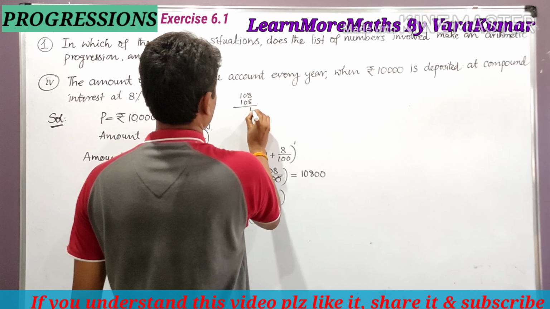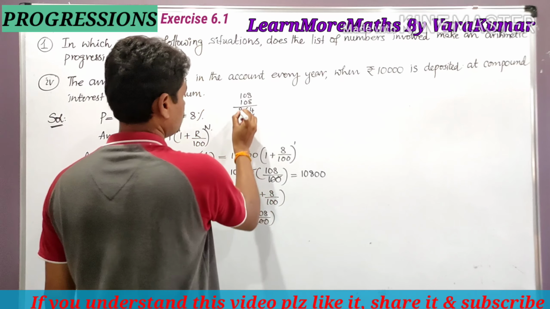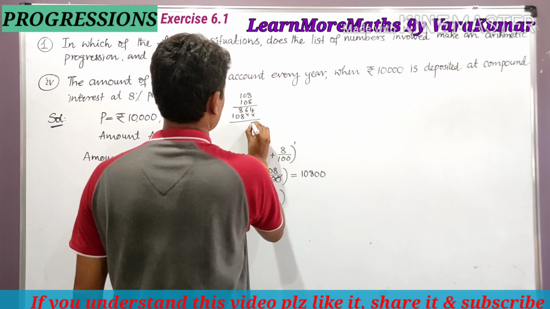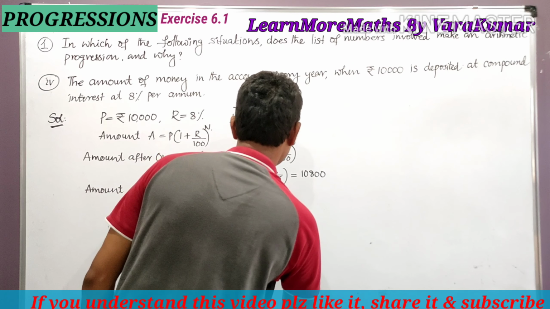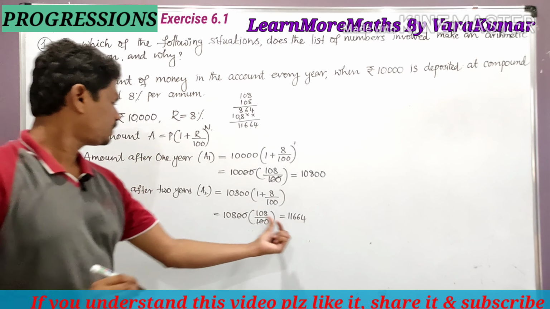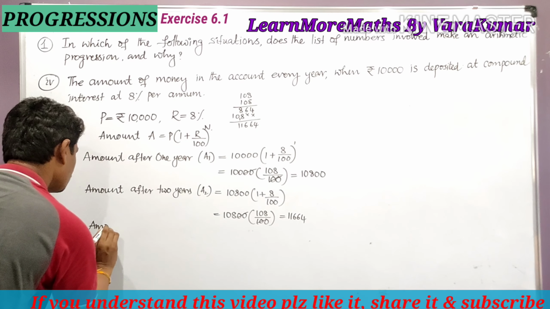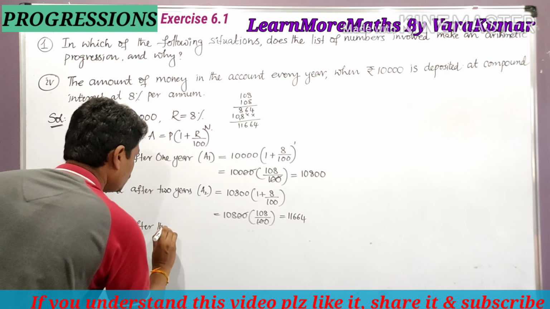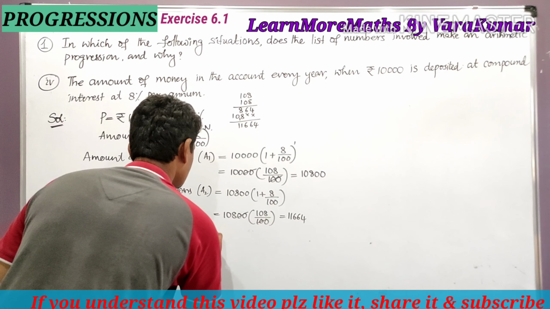8 8s are 64, student, 8 1s are 8. Again leaving 2 digits, 1 into 8, 0, 1, 4, 6, 6, 1, 1. So 11,664, student. This is the principal for the third year, student. Amount after 3 years you have to find again. So let it be A3, student.